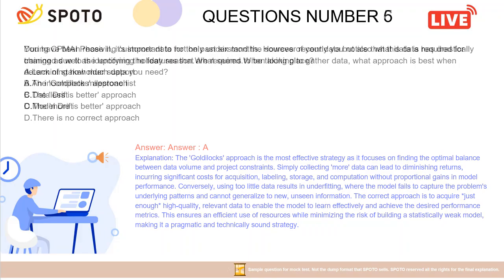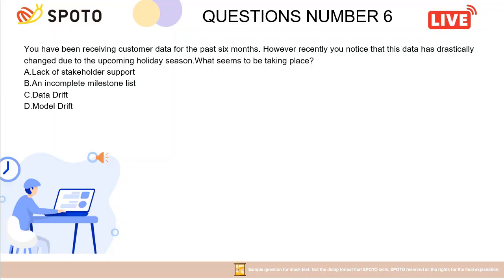Question 6. You have been receiving customer data for the past 6 months. However, recently you noticed that this data has drastically changed due to the upcoming holiday season. What seems to be taking place? A. Lack of stakeholder support. B. An incomplete milestone list. C. Data drift. D. Model drift. You have 15 seconds to answer.